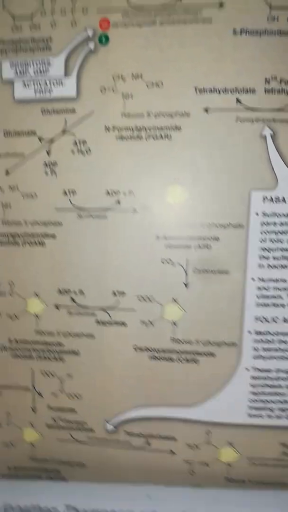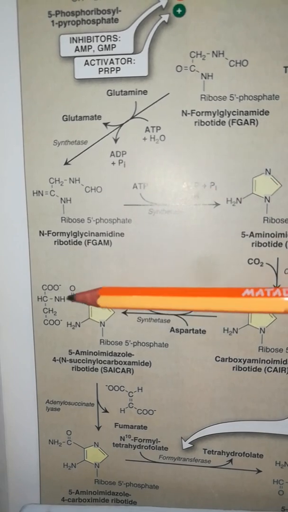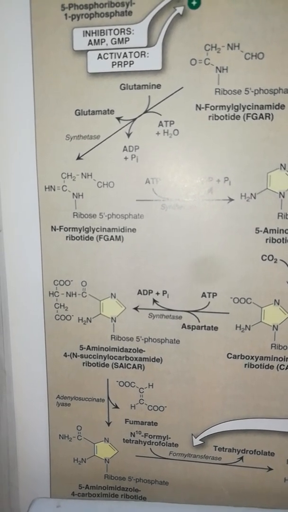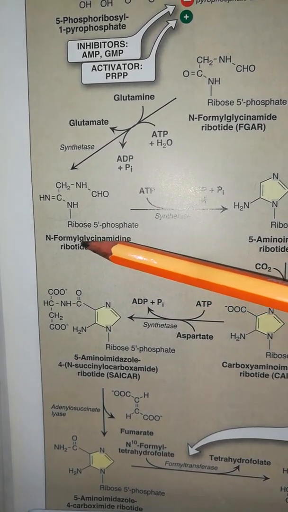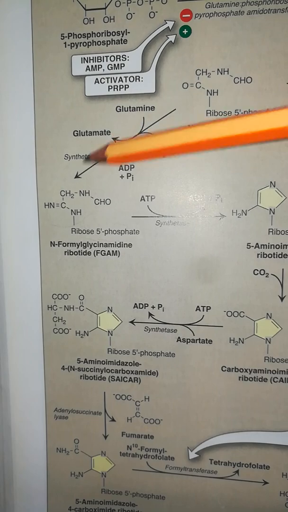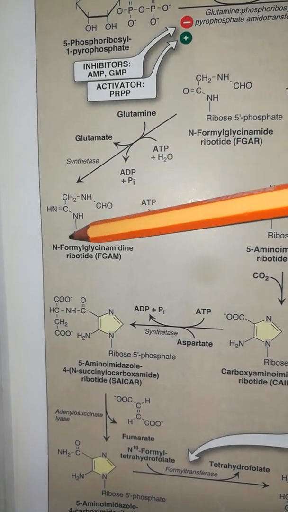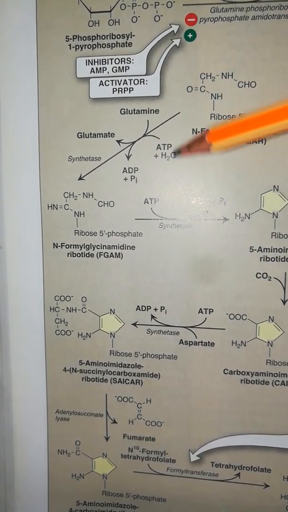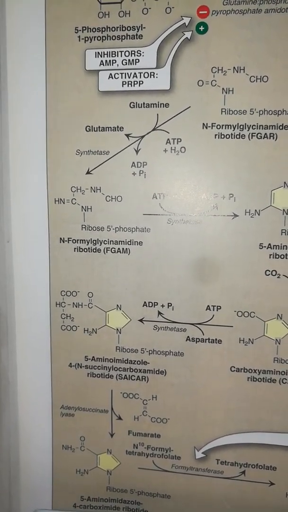Now in the next step we get this chemical structure, named N-formyl glycinamide ribotide. Due to the presence of glutamine, which is converted into glutamate, synthetase, ATP and water, there is ADP formation and inorganic phosphate is released. We get this chemical structure with ribose 5-phosphate. The name is N-formyl glycinamide ribotide. It means step by step the chemical structure is altered, due to the presence of some amino acids, water, ATP, as well as enzymes.